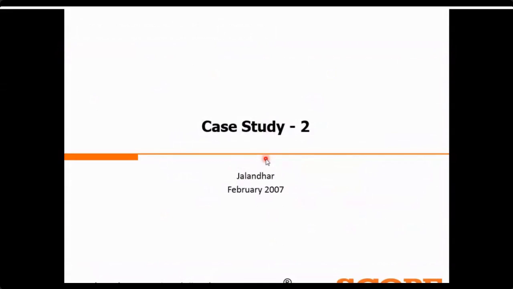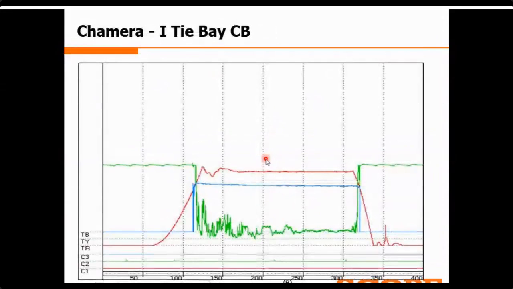Coming to case study 2, it was done in Jalandhar in February 2007. It was a Chamera 1 type A circuit breaker, and you can see that there are some abnormal spikes in the DCRM graph, especially after the arcing contact insertion. During the main contact insertion, we are observing these abnormal spikes.